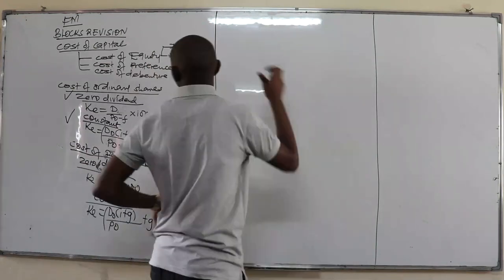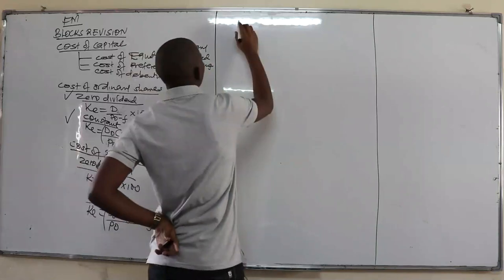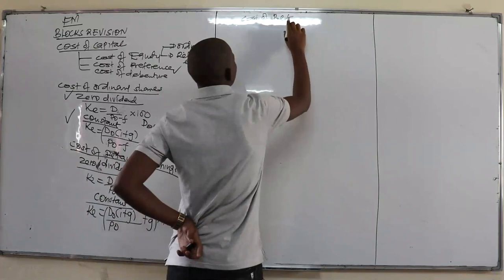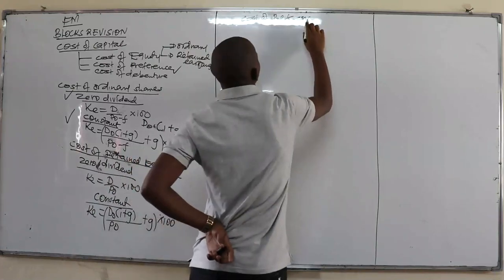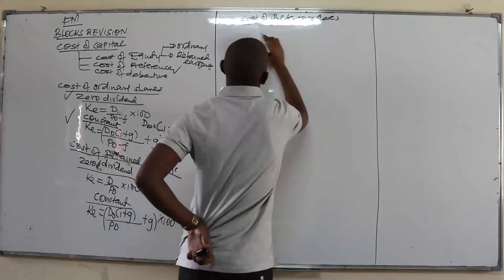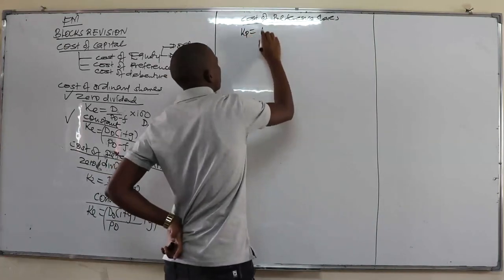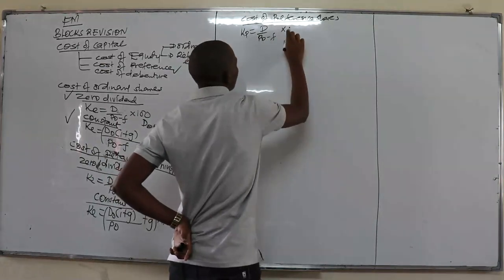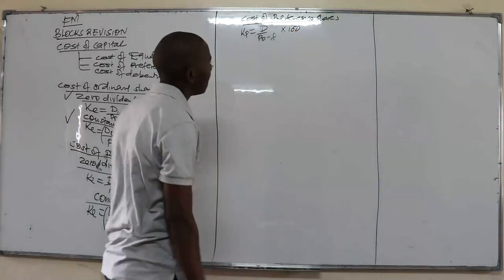The second one is the cost of preference shares. For the cost of preference shares, KP will be D all over P0 minus flotation cost, then you multiply by 100.